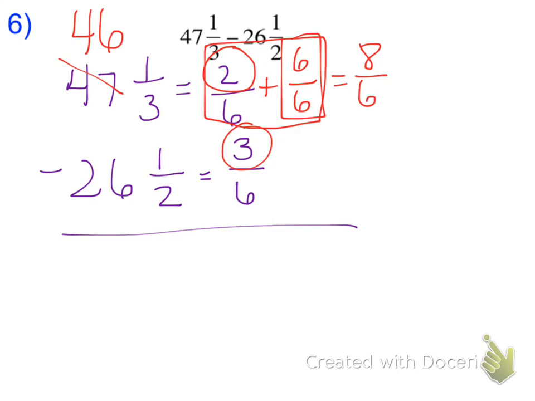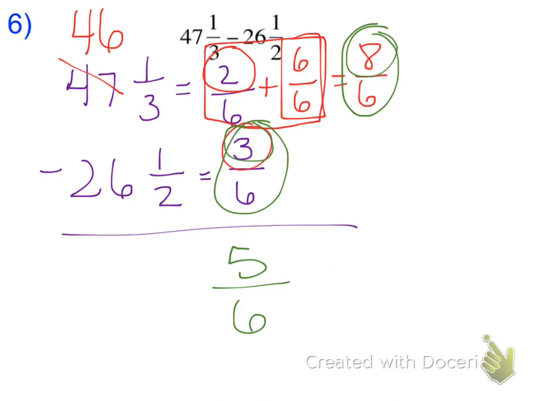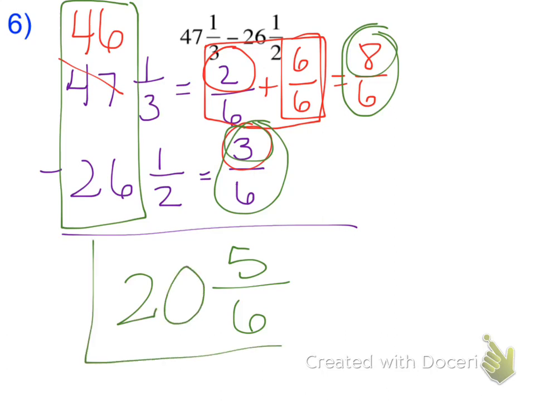Now I can subtract this fraction from this fraction. So 8 minus 3, I get 5/6. And then you go back over to your whole numbers. 46 minus 26, I get 20. Everything's in lowest terms. That's just great.